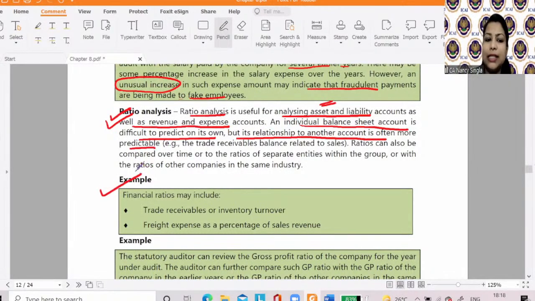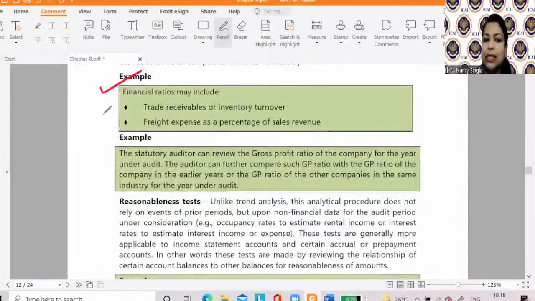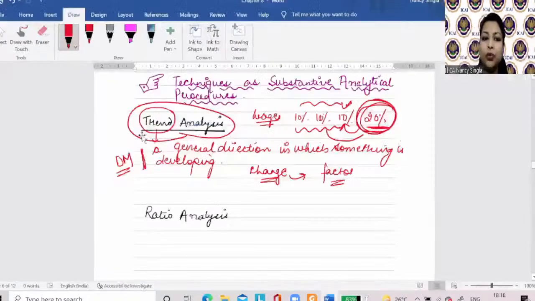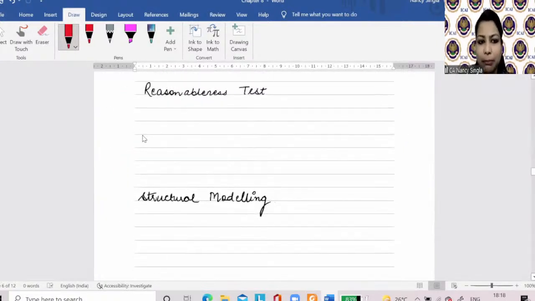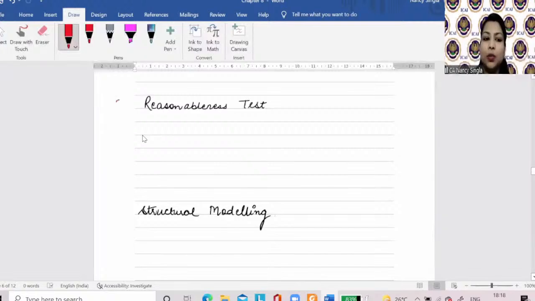What are the examples? This is the example of how the GP ratio can be compared with the prior period or with respect to the industry data. Simple. So we have done trend analysis and we have done ratio analysis. Both the techniques are very simple. Now the third one is what?